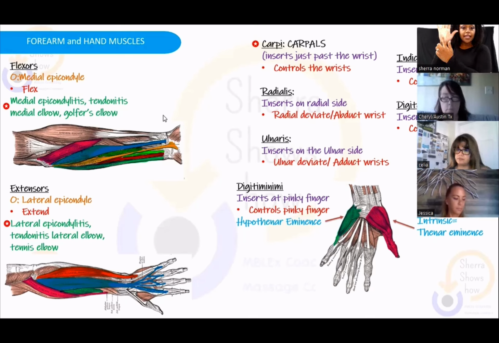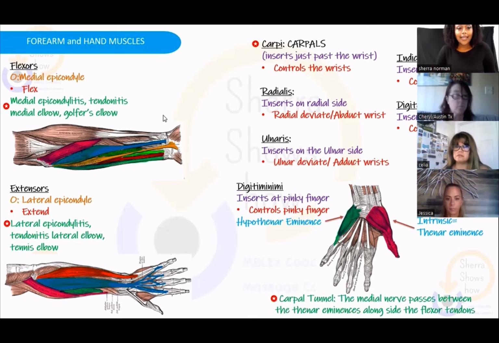Digiti minimi is the fleshy muscle pad on the lateral side, the pinky side. What that's going to look like is carpal tunnel. The median nerve passes between the thenar eminences alongside the flexor tendons. That is saying a lot, but I promise you, you'll want to know that, okay? The median nerve passes between the thenar eminences. This is the carpal tunnel. The median nerve passes on the flexor side, okay?